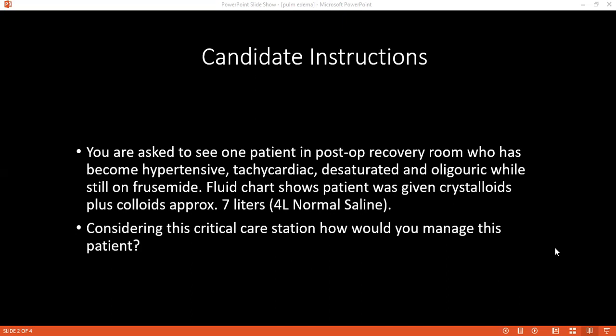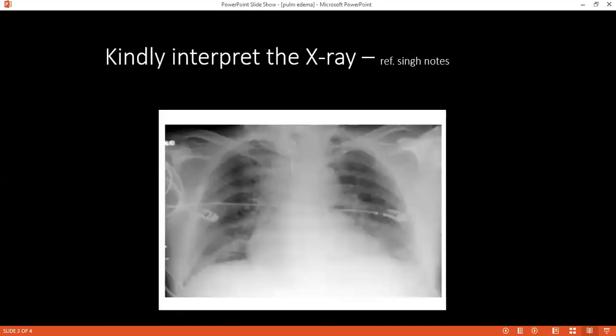If you take images of this patient, what images can you take and what do you expect to find? I can do a chest X-ray. This will show bat wing sign, Kerley B lines, cardiomegaly, pleural effusion. If you can help me read this, please. What do you see?